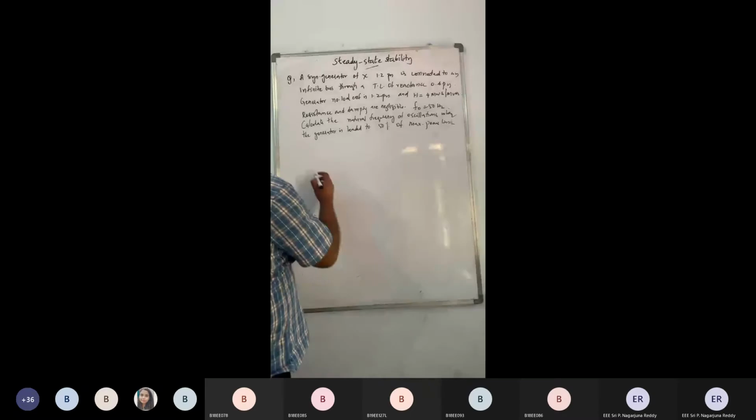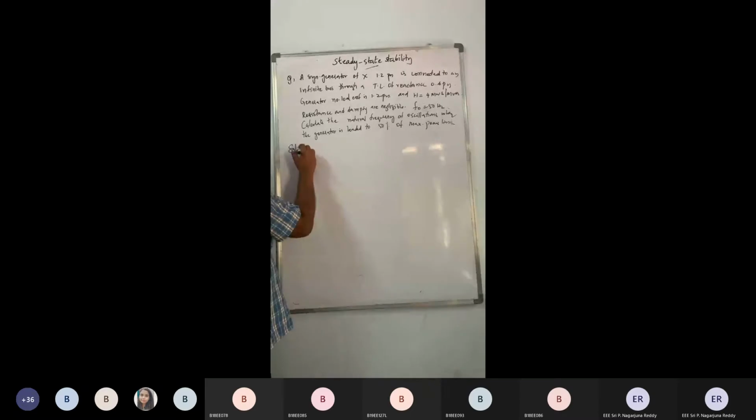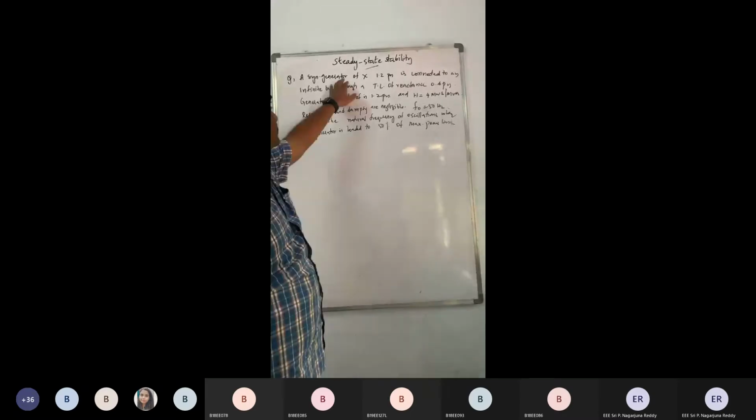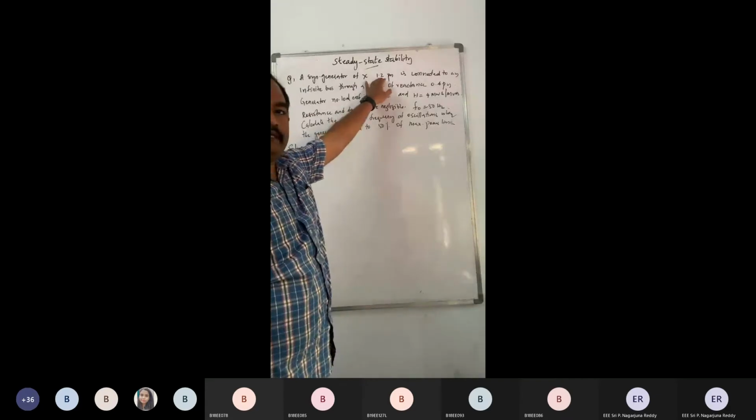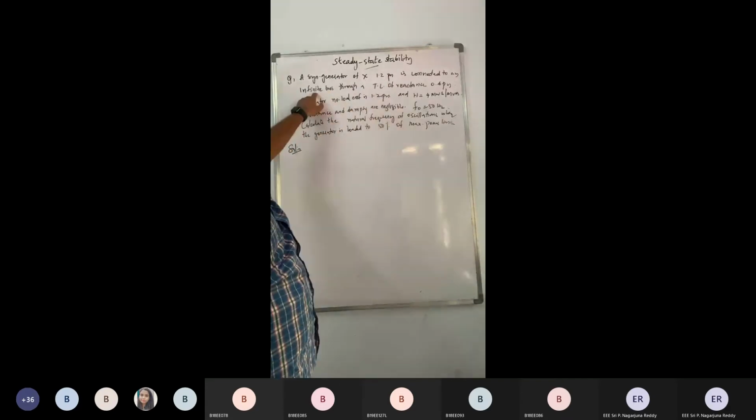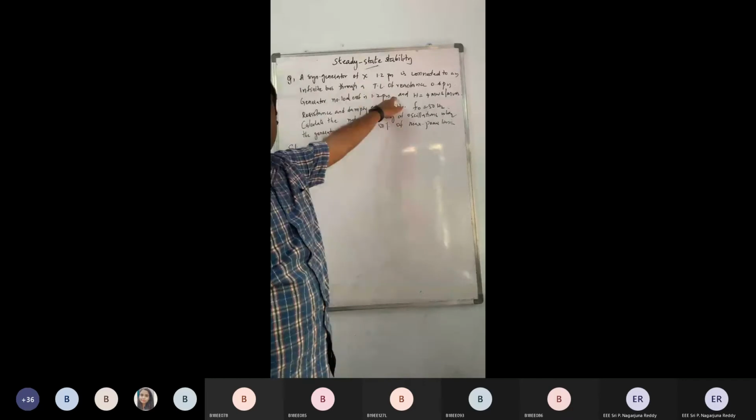This was the type of problem which was asked in steady state stability studies. Now, see the problem. It says that there is a synchronous generator having some reactance, 1.2 per unit, and it is connected to an infinite bus through a transmission line.